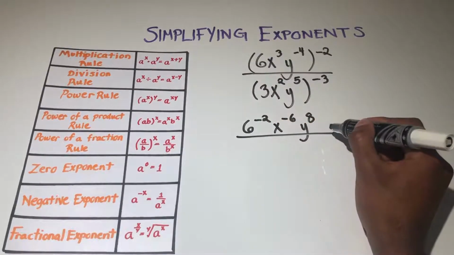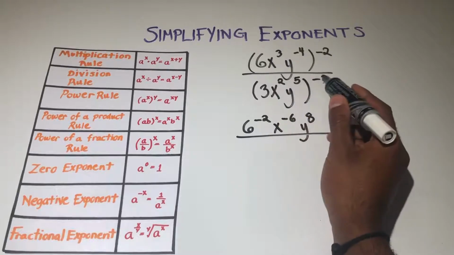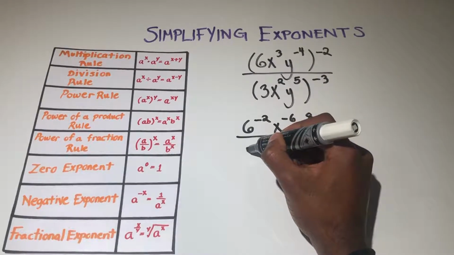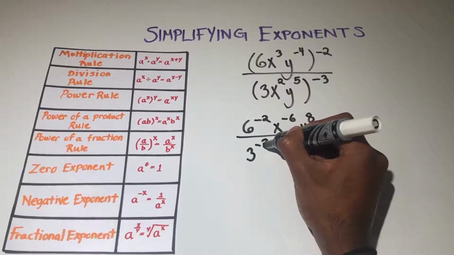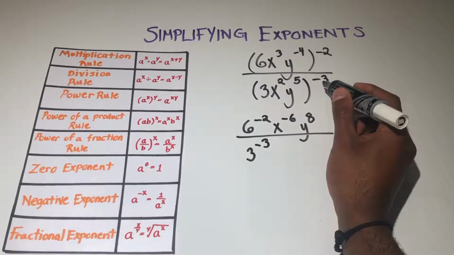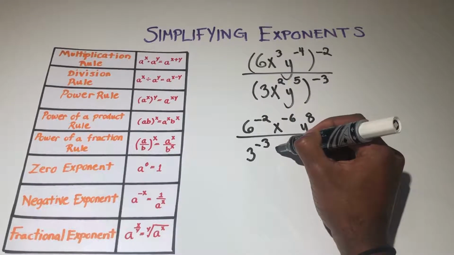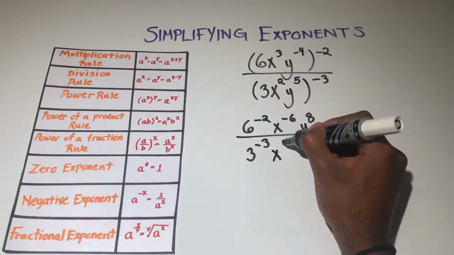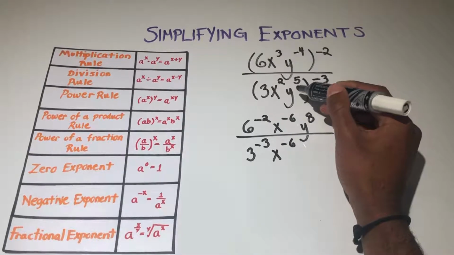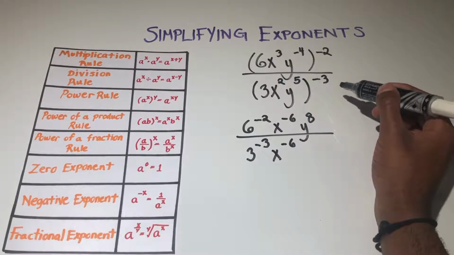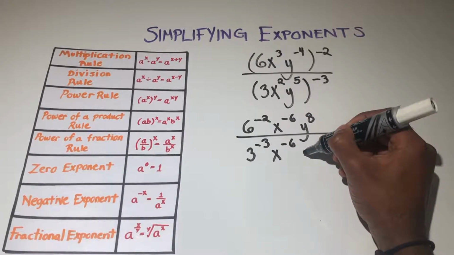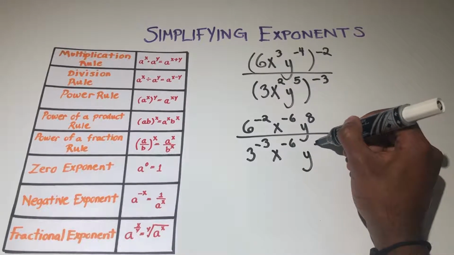Now at the bottom, we have 3 to the power of -3. We have x squared to the power of -3 is going to give us x to the power of -6. We have y to the power of 5 to the power of -3 is going to give us y to the power of -15.